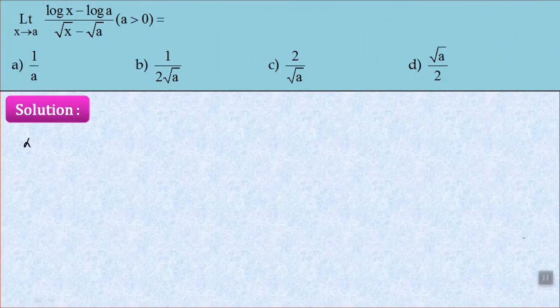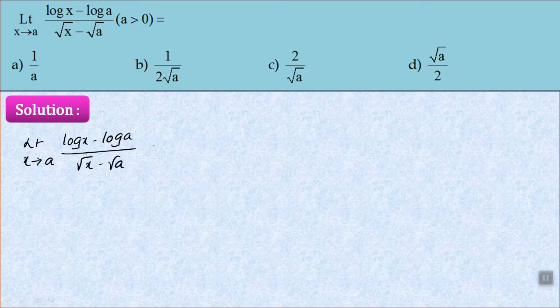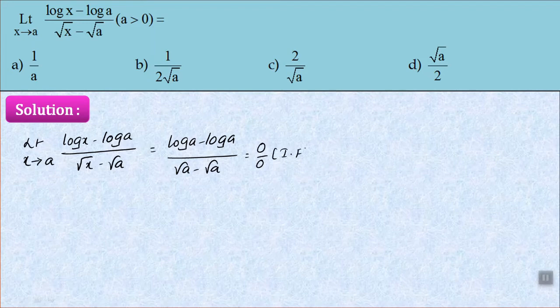Here the given question is limit x tends to a of (log x minus log a) divided by (root x minus root a). Here we substitute the limit: log a minus log a divided by root a minus root a, equals 0 by 0, which is of the indeterminate form.